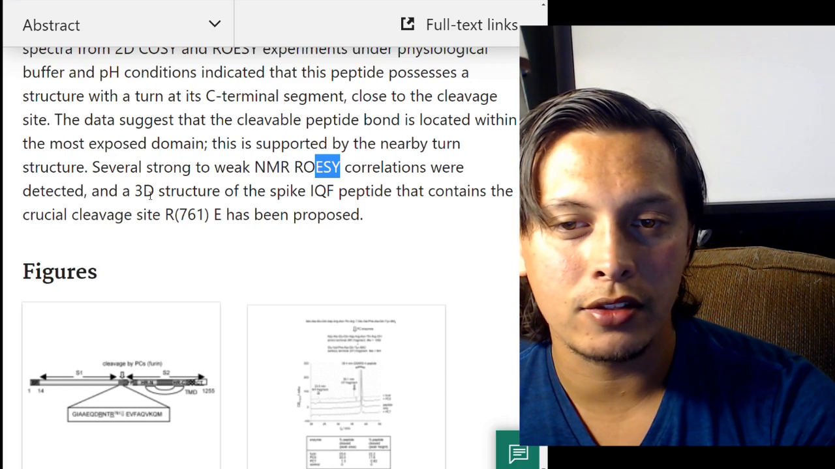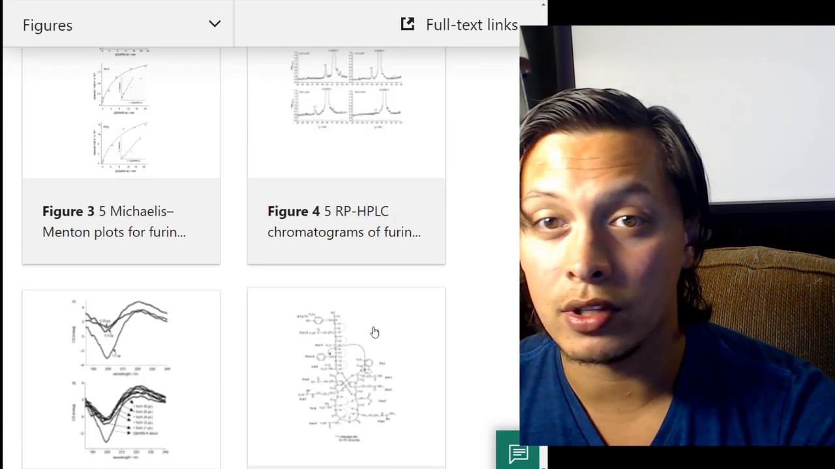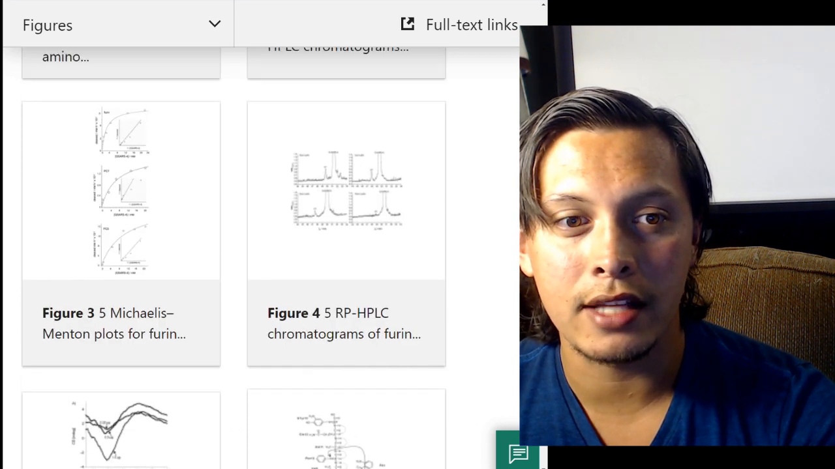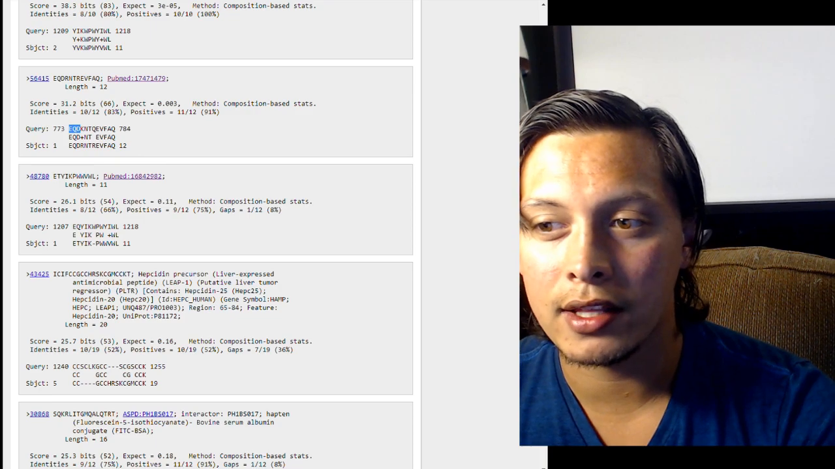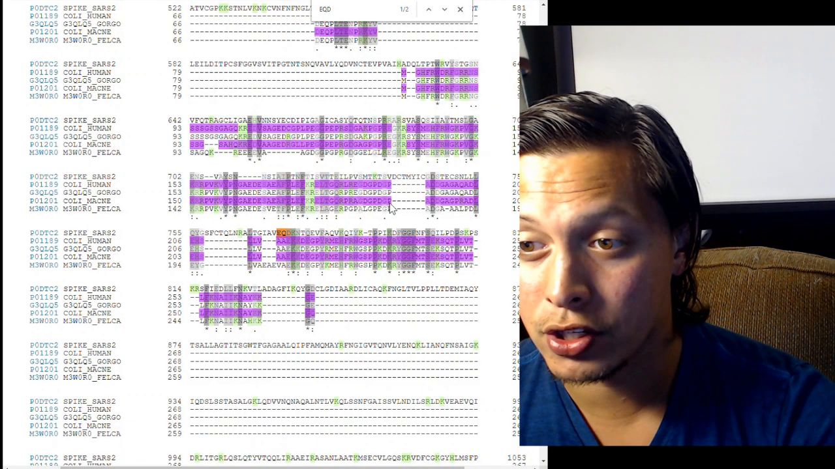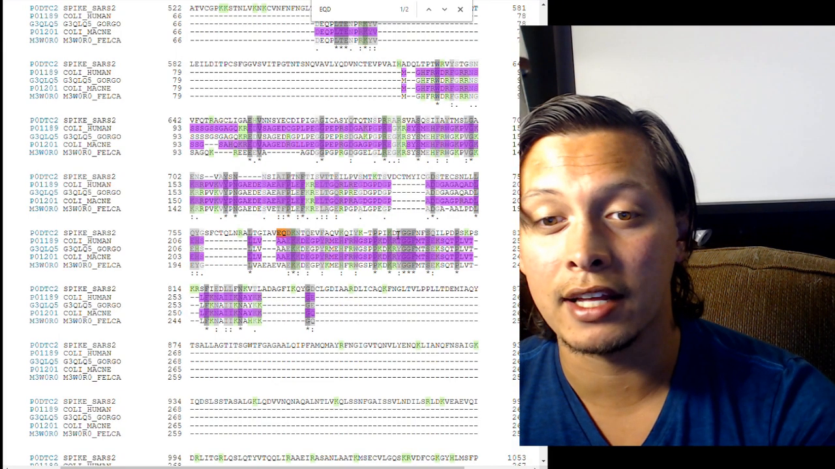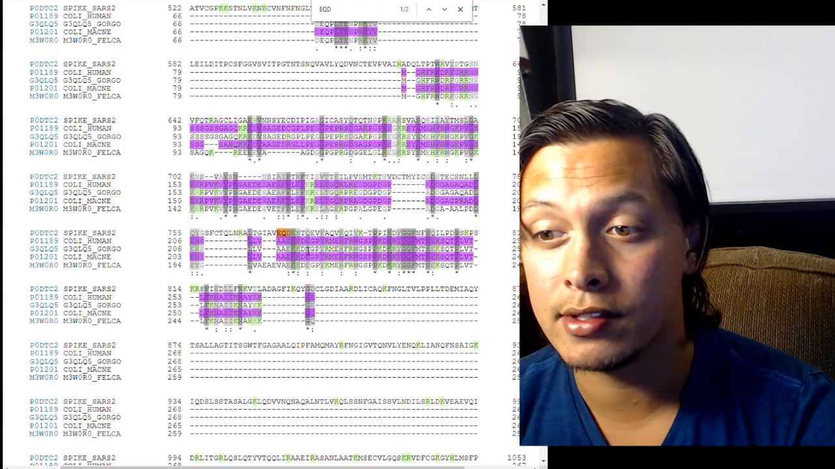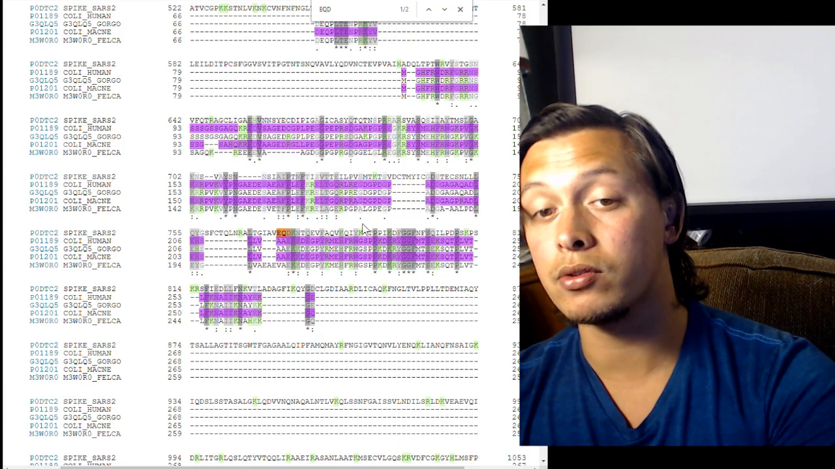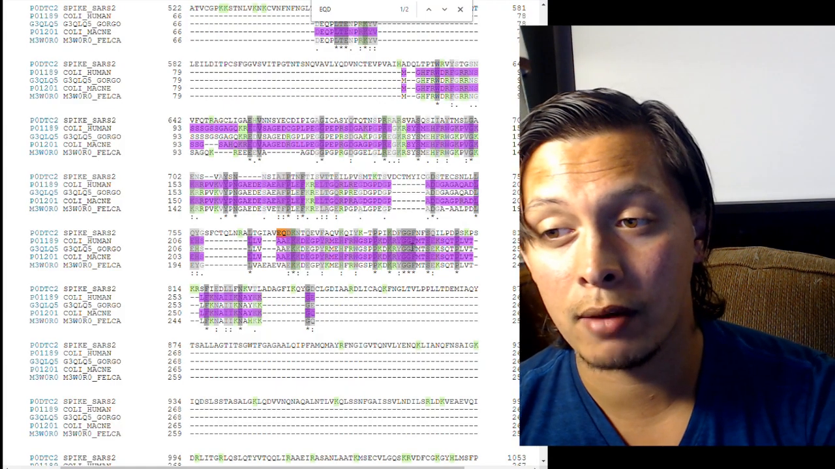Yeah, so I think they're just saying that this part seems to be exposed to the environment, and that might lead it to being easily cleavable. So this isn't telling us much about this peptide itself. It's just saying that the sequence on the SARS coronavirus is at least somewhat exposed to a degree. So this could be important as far as producing antibodies, right?